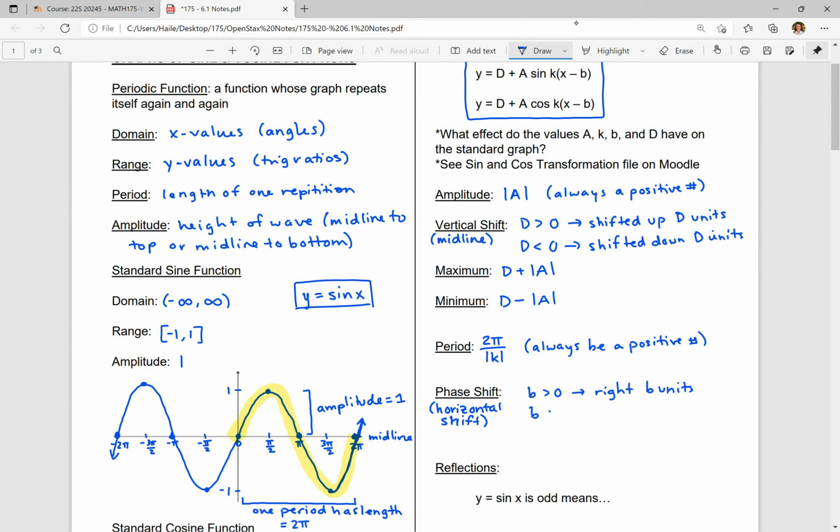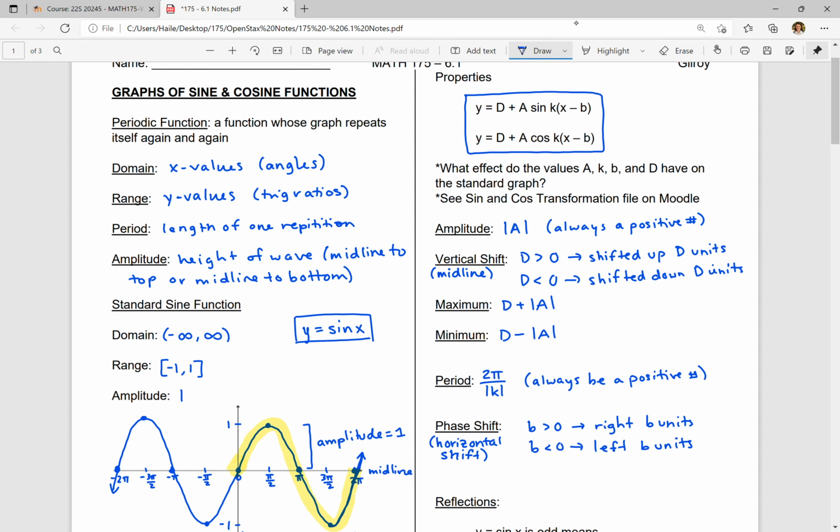And if B is a negative number, then we go left B units. Sometimes this can confuse people because you notice in the equation that we have negative signs on B to begin with. When I'm saying B is greater than 0, actually what's going to happen is you're going to see a negative sign in the equation. And when B is less than 0, you're going to see a positive sign in the equation. So with those horizontal transformations, they sort of do the opposite of what you think.